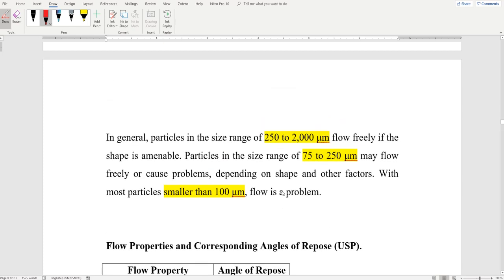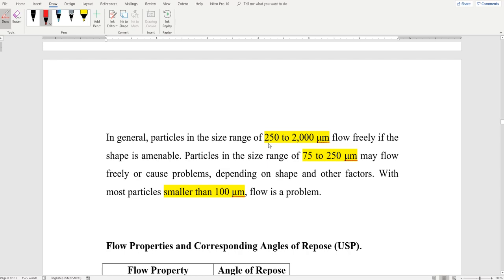Now if the particle size is large, when I say large I mean from 250 to 2000 micrometer, and if you remember our classification of powders, this can be described as very coarse powder. Then usually it flows freely. The particle, when it's large, can flow freely. Who knows why? And how can it flow freely?